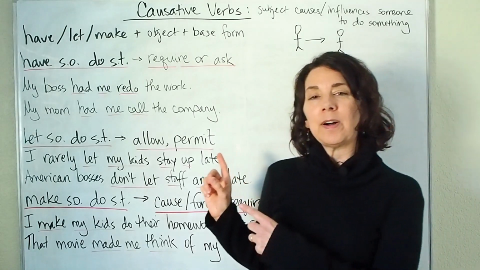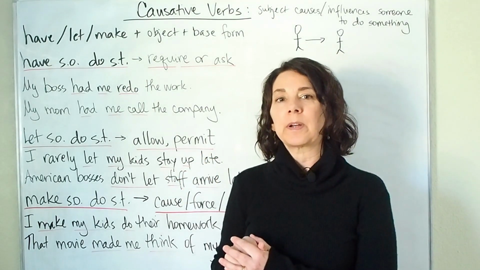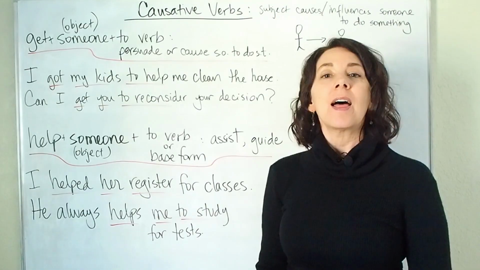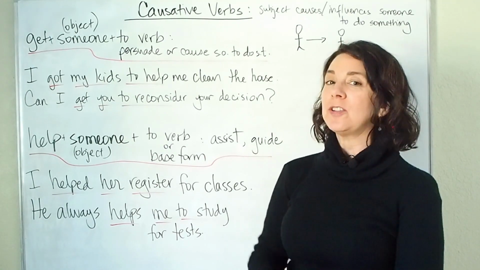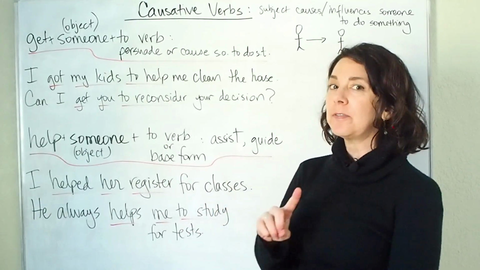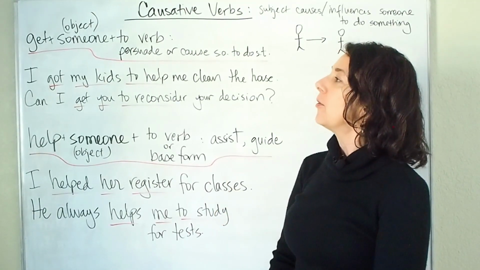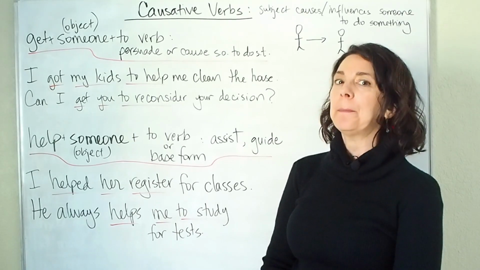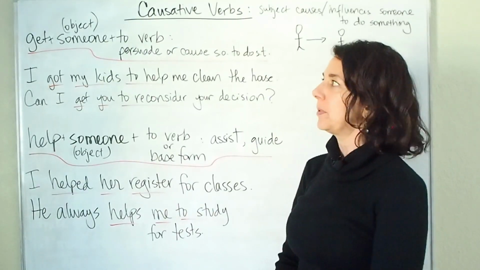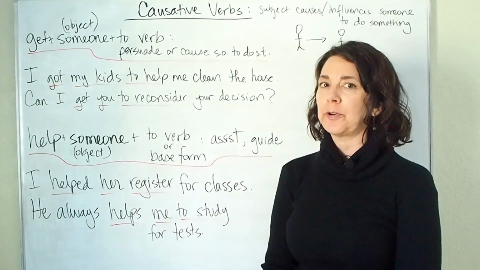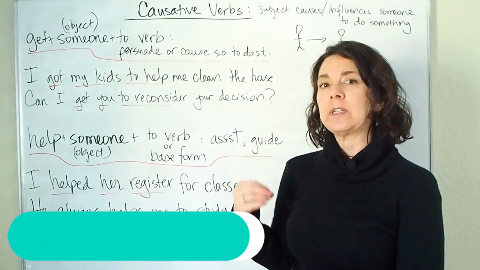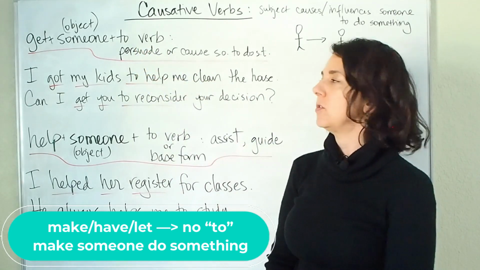Okay, before we move on to the other examples and the quiz, we're going to look at 2 more causative verbs. The next causative verb that we're going to look at is get. And this one you have to pay attention because the grammar is different from the last ones we looked at. For get, you're going to use get plus the object or the person, and then the infinitive, to plus the verb. The last ones we looked at, we didn't use to, but for this one we need to use to.